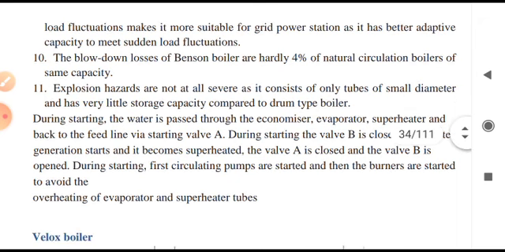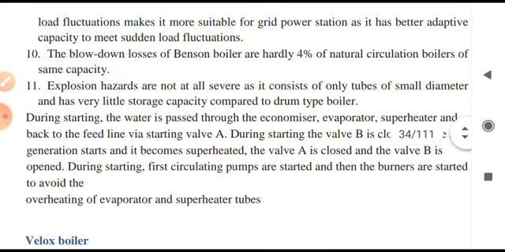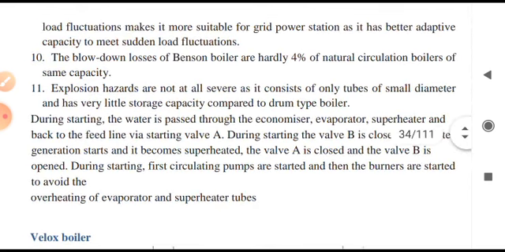The blowdown losses of the Benson boiler are hardly 4% of a natural circulation boiler of the same capacity. Explosion hazards are not at all serious, as it consists of only tubes of smaller diameter and has very little storage capacity compared to drum type boilers. During starting, the water is passed through the economizer, evaporator, superheater, and back to the feed line via the starting valve. During starting, valve B is closed. As the steam generator starts and it becomes superheated, the valve is closed and the other valve is opened.